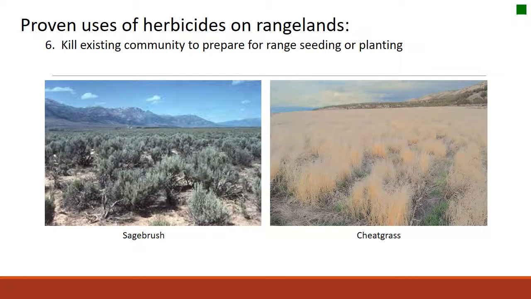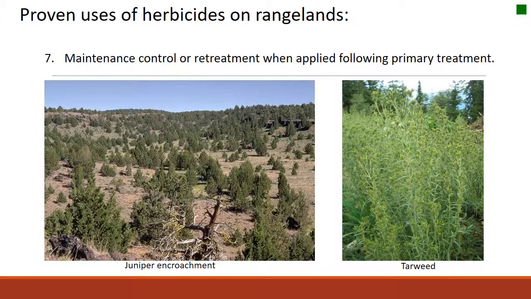And on the more extreme end of the use of chemicals for treating of weeds, you have the option to kill off the entire existing plant community and reseed and replant in order to prevent future reintroduction. Another proven use of these herbicides is the maintenance control or retreatment when applied periodically following primary treatment, going back and spot treating to make sure that the weeds don't take back over again.